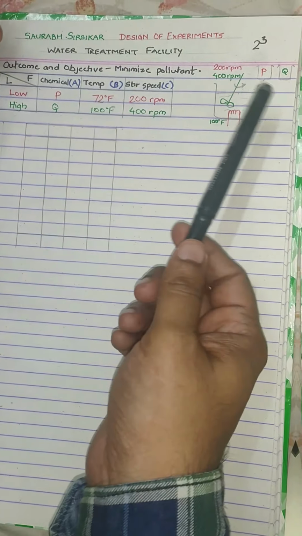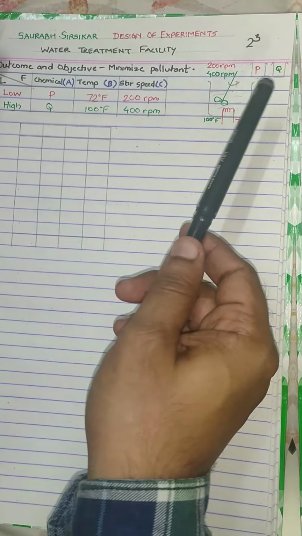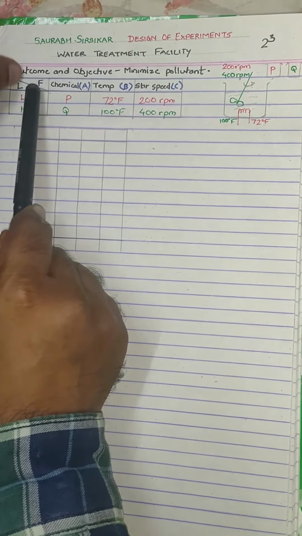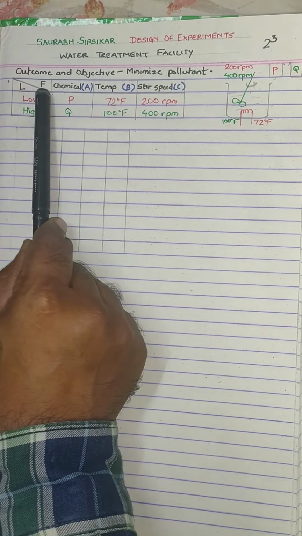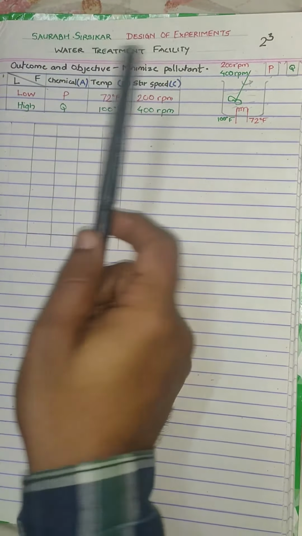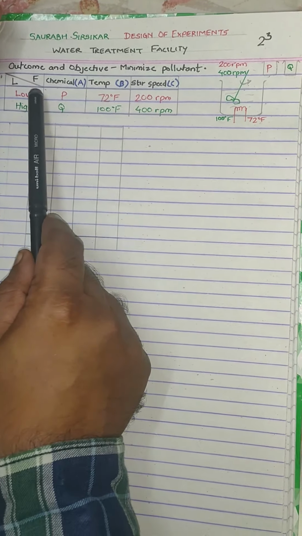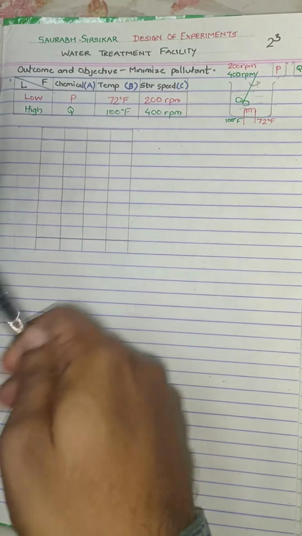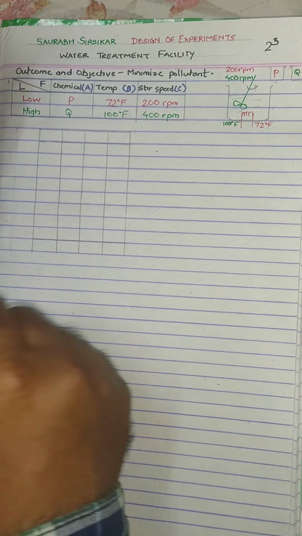Then the third is determining the correct factors which are affecting the outcome. So here we have identified three factors. F stands for factors. So here A, B, C, and we have determined the lower and higher levels of each of the factors. So now the next step is to design our experiment.